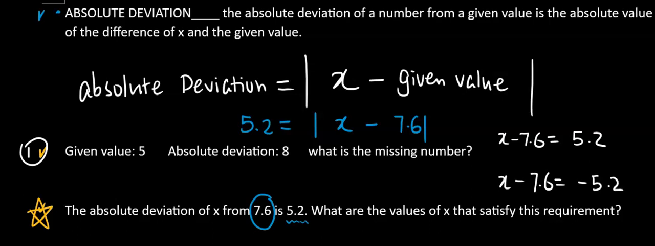All right, so what did you have? You added 7.6 to each side, solve the first one. You added 7.6 to each side, solve the second one. And I have this number we don't know. It could be 12.6. It could be 2.4. All right, that's it. That's how you use this knowledge called absolute deviation and apply it to these two problems. Great job. Happy learning.